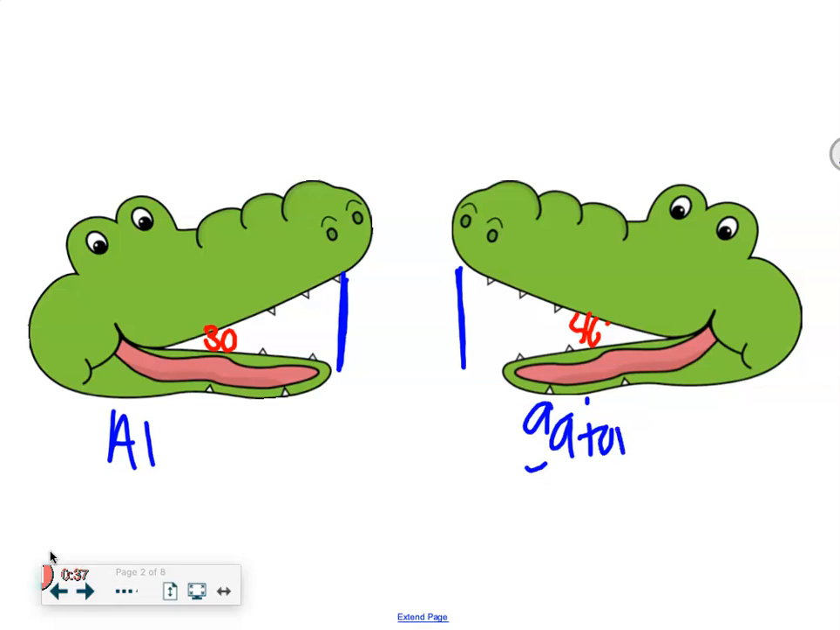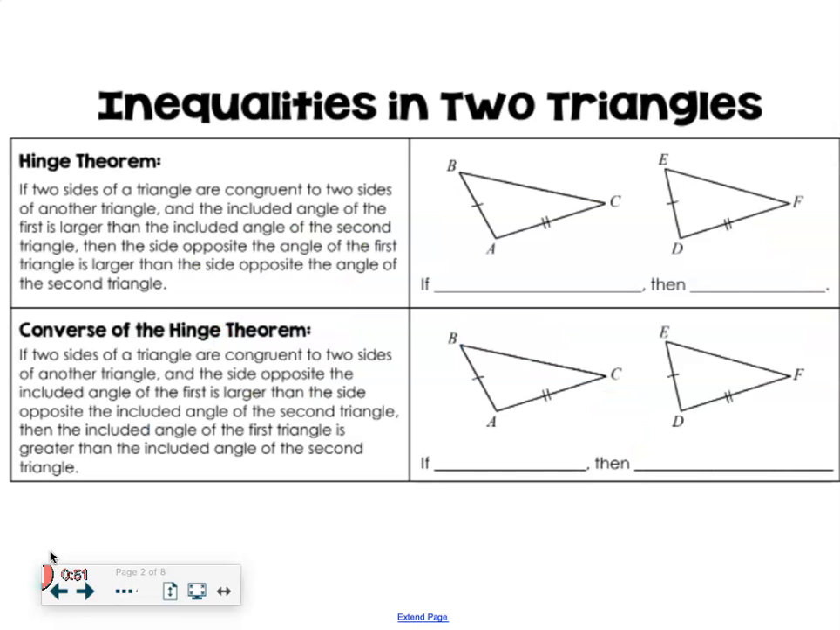Why? Because the angle's bigger, right? That's all you're doing today. That's literally all we're doing. Okay? So no Word. It's a worksheet. Okay? So, we call this the hinge theorem. That's kind of what we're looking at. There's no round gators.